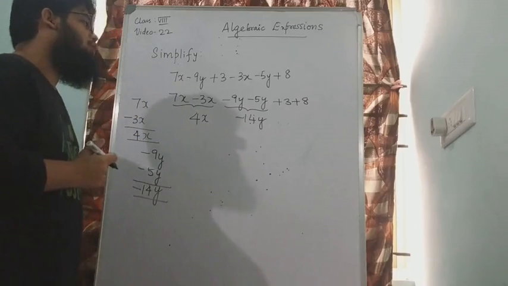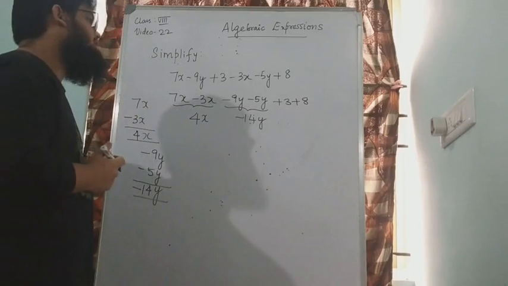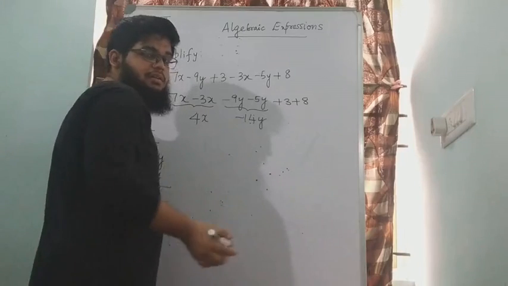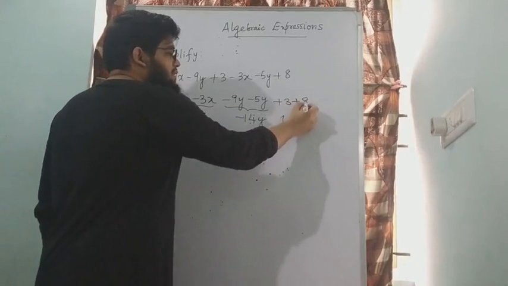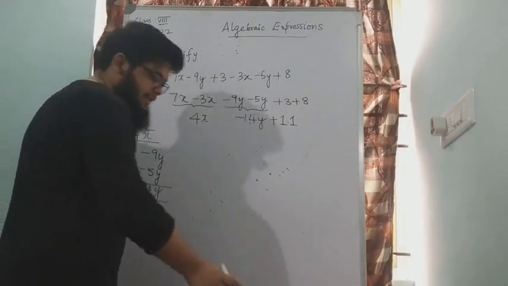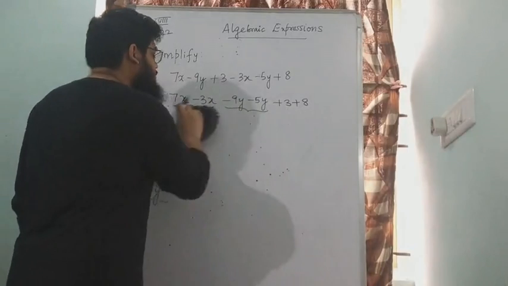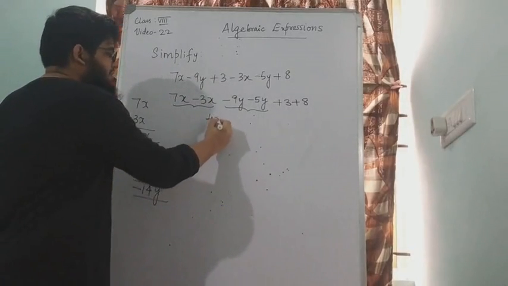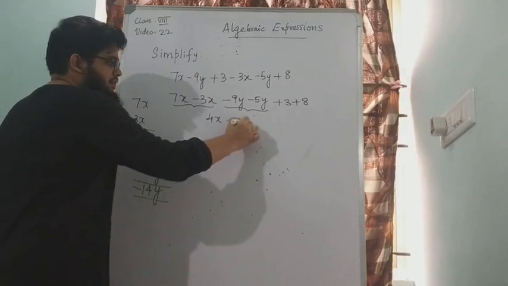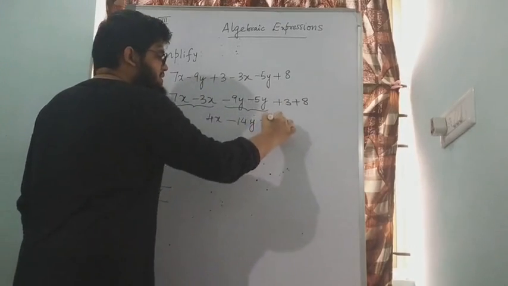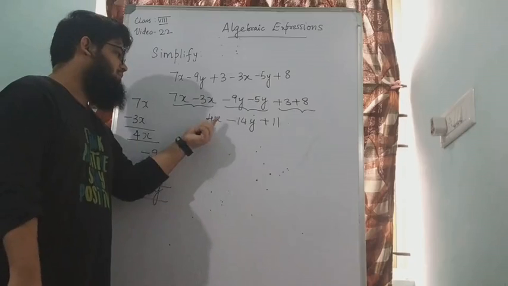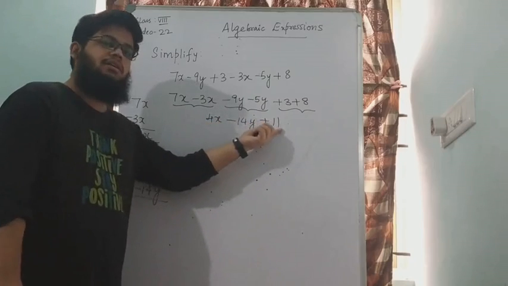And then you have got plus 3 and plus 8. They are just numbers, they can be directly added. Plus into plus is plus. 8 plus 3 will be 11. And out of this, the highest number is 8. It has plus sign, so plus 11. So we don't have to leave a gap like this in between. Let me write it together. So 7x minus 3x will be 4x. Then minus 9y minus 5y is minus 14y. 3 plus 8 is 11. Okay. So our final answer after simplification becomes 4x minus 14y plus 11.